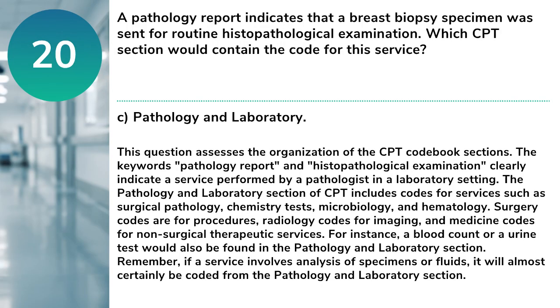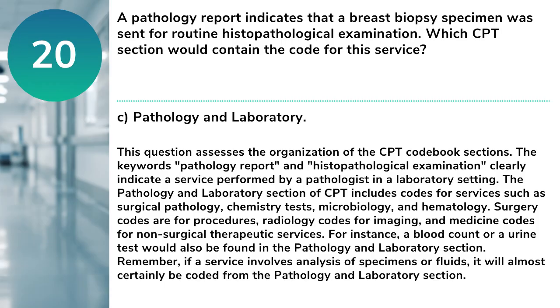Answer: C. Pathology and Laboratory. This question assesses the organization of the CPT codebook sections. The keywords pathology report and histopathological examination clearly indicate a service performed by a pathologist in a laboratory setting. The pathology and laboratory section of CPT includes codes for services such as surgical pathology, chemistry tests, microbiology, and hematology.